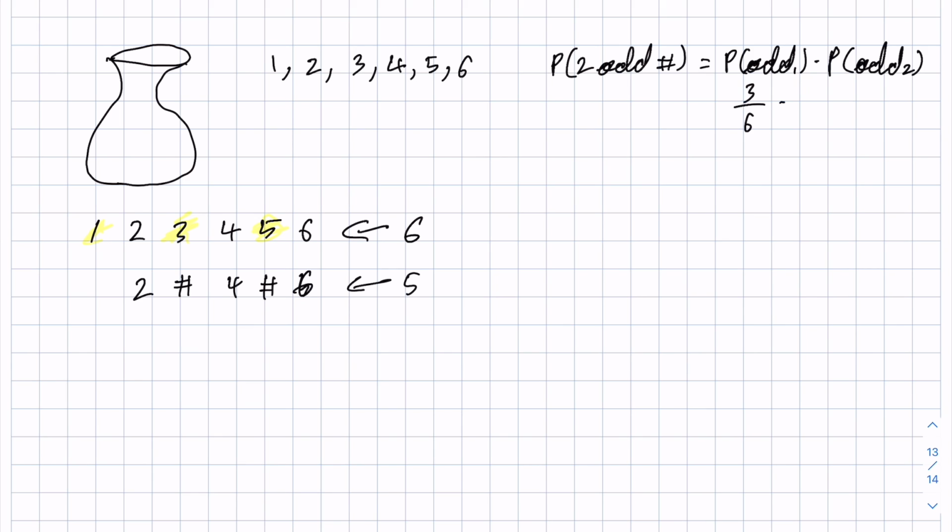I assume I've already picked the two odd tickets. So the second time I pick, I only have two odd tickets remaining. So now I have 5 total outcomes and 2 favorable outcomes. So our probability is 1/2 times 2/5, which is 1/5.